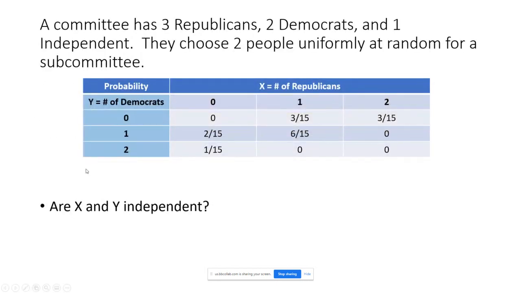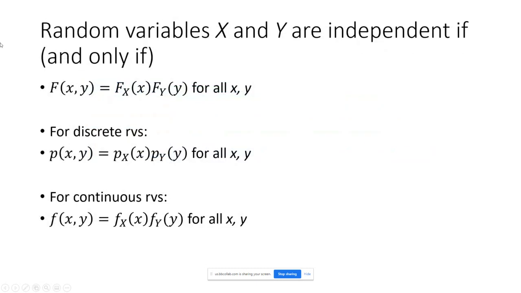So let's apply this idea to our committee problem. So we had our joint distribution function given here for the number of Republicans and number of Democrats on this subcommittee. And we want to know, are X and Y independent? So let's check this by checking our second criterion here for discrete random variables.